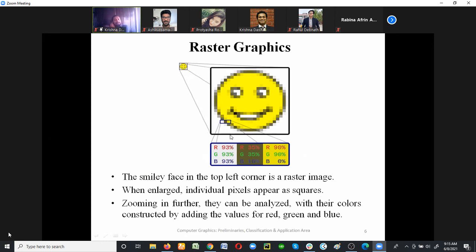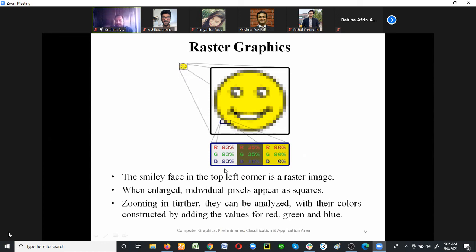So this smiley face in the top left corner is a raster image, and when it is enlarged, as you can see, each small individual pixel appears as a square with a different value. You can see red and green combined creating the yellow color. So at 90% there, blue is missing, so that you see that yellow color. And zooming in further, they can be analyzed with the colors constructed by adding the values for red, green, and blue. So these three combinations create a huge number of colors, millions of colors.